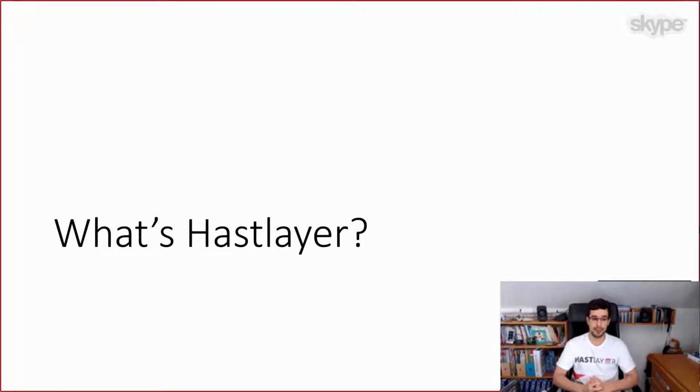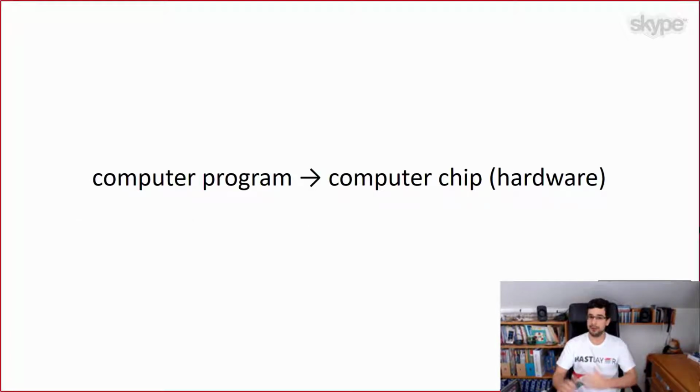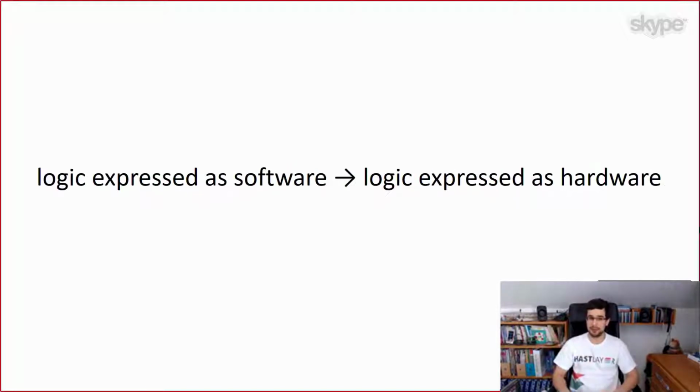So, to begin with, what is Hastlayer? Well, it's a tool that takes a computer program and turns it into a piece of logic hardware, so a computer chip. To be a bit more specific, what Hastlayer actually does is that it takes some logic, which is expressed in software form, and creates an equivalent logic, which is expressed in hardware form. So the logic stays the same, the algorithm stays the same, the results that it computes stay the same, but before you had software, and now you have a piece of hardware.